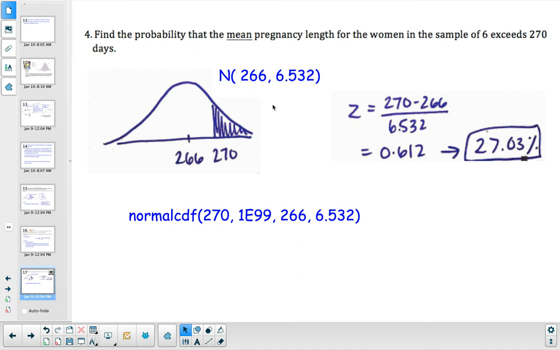If I were to make a big pile of X bars, take lots and lots of samples of size 6 and find the mean pregnancy length for all those samples and make a distribution, pile them up, then that's what we're looking at here. The probability that in that sample of 6 the sample mean would be 270 or more is 27.03%.